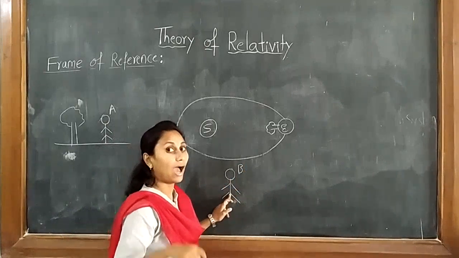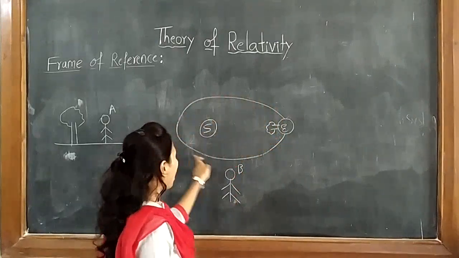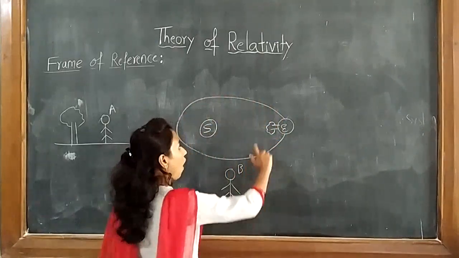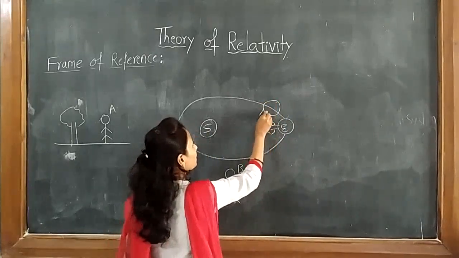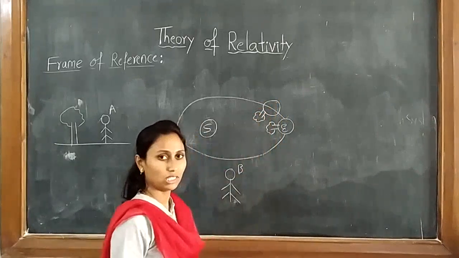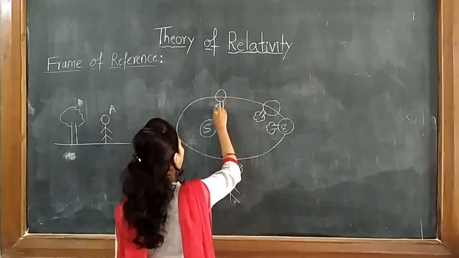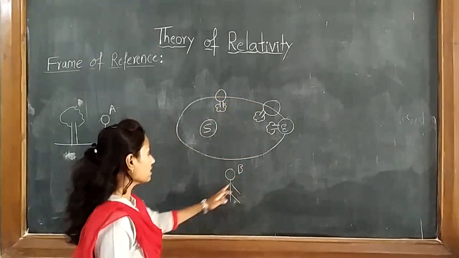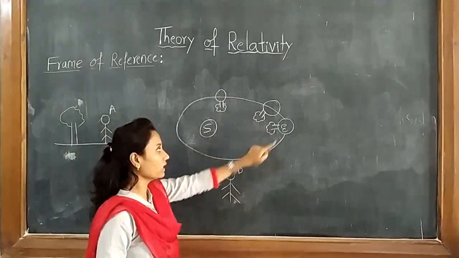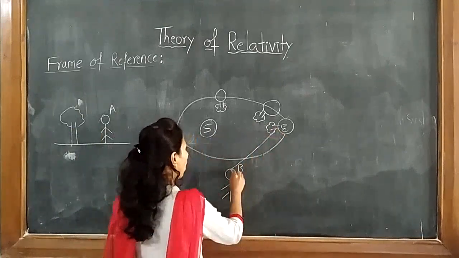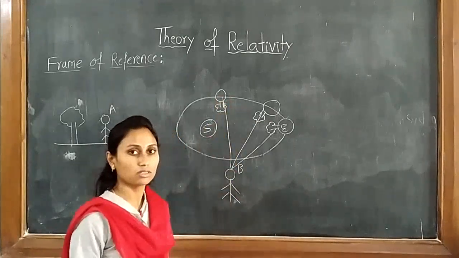According to person B, at the starting time the tree is here, but the earth is rotating around the sun in an elliptical orbit. After a certain interval of time the earth comes here, which means the tree's position also goes on changing. Again after a certain interval of time, the position of the tree will be here. So when observer B observes the same tree, at the starting time it is here, and after a certain interval of time the position changes.